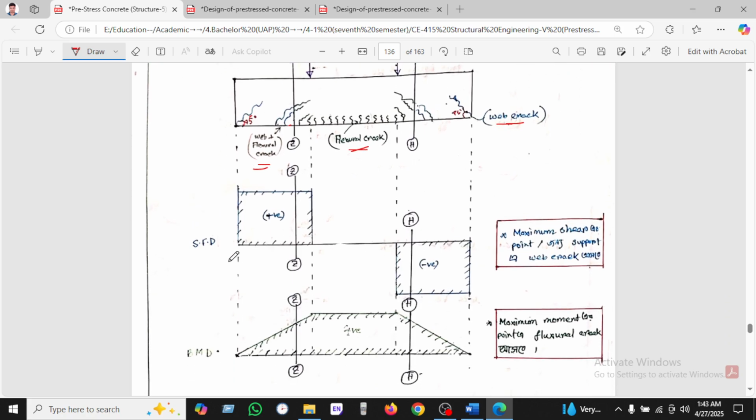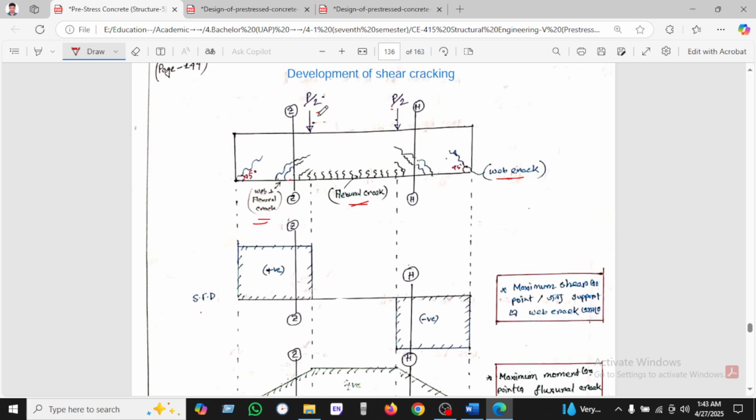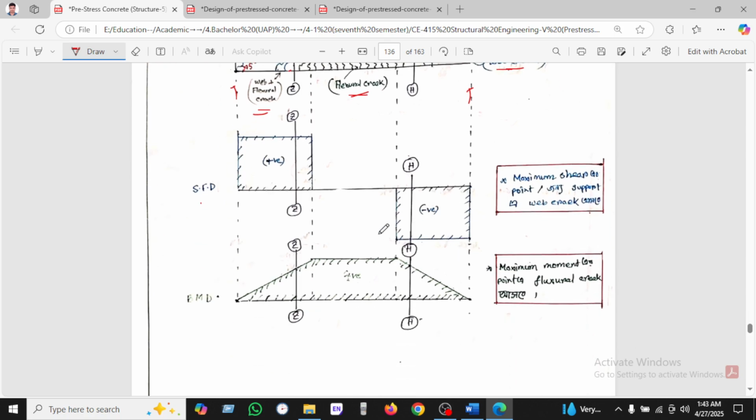The shear force diagram will be like this for two-point bending. It will be an upward reaction, and the shear force will be like this. After getting the shear force, the area of the shear force will be the bending moment. So bending moment will be from the shear force.